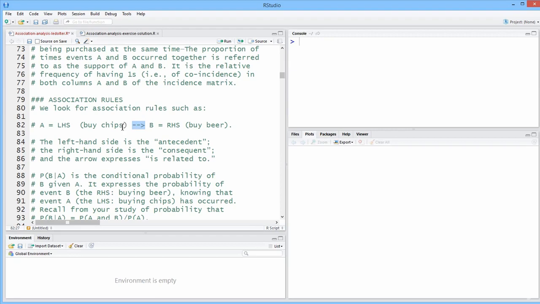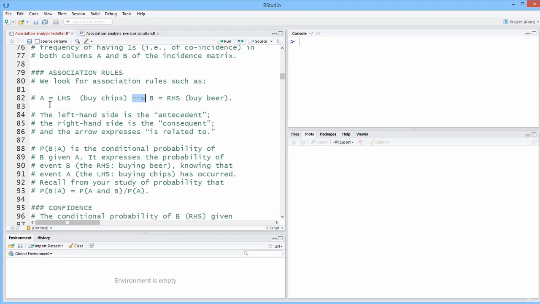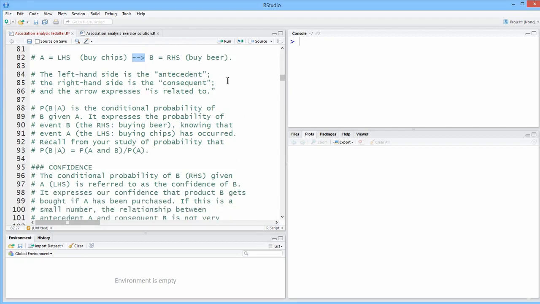Now, a couple of things about these rules. I believe exclusively on the right-hand side, you only have one item. You don't have combinations of items. I believe that's correct. But on the left-hand side, you can have any number of items. So you can examine the combinations of things, a set that is the antecedent, which result in the consequent, which is one item.